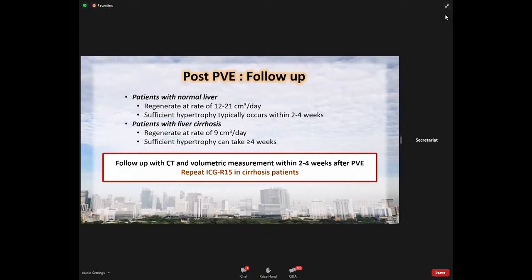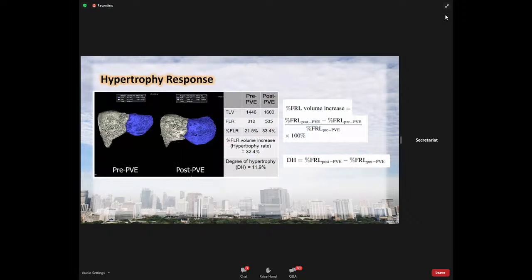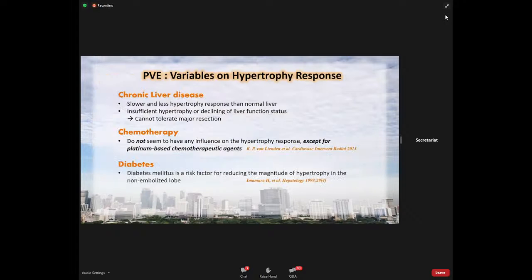In patients with liver cirrhosis, the hypertrophy rate is lower. Sufficient hypertrophy can take more than 4 weeks, and repeat ICG retention tests should be done. The pre- and post-operative volumetric measurements are used to calculate the hypertrophy rate and degree of hypertrophy. Variable factors that affect hypertrophy response are chronic liver disease, multiple sessions of chemotherapy, especially platinum-based chemotherapeutic agents, and diabetes.